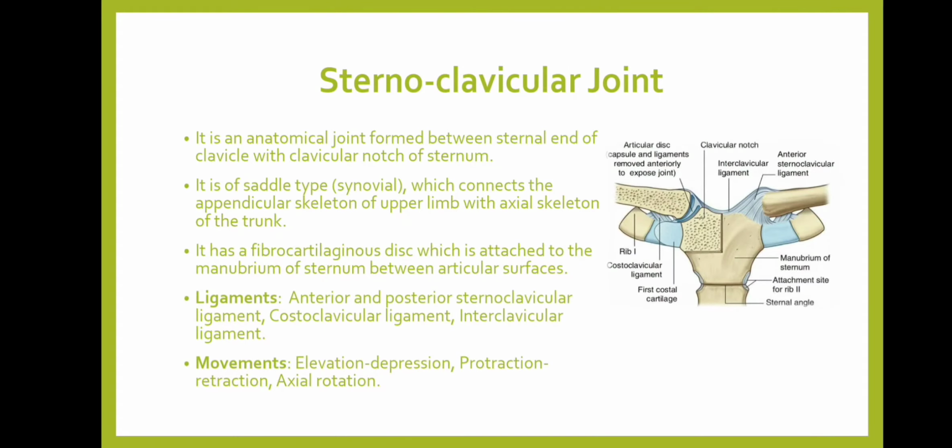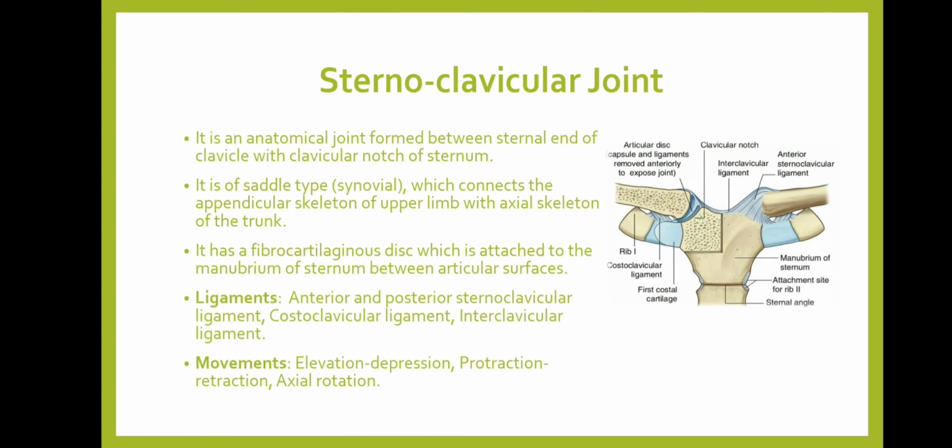Second is Sterno-clavicular Joint. It is an anatomical joint formed between sternal end of clavicle with clavicular notch of sternum. It is a saddle type synovial joint which connects the appendicular skeleton of upper limb with axial skeleton of the trunk. It has a fibrocartilaginous disc which is attached to the manubrium of sternum between articular surfaces.